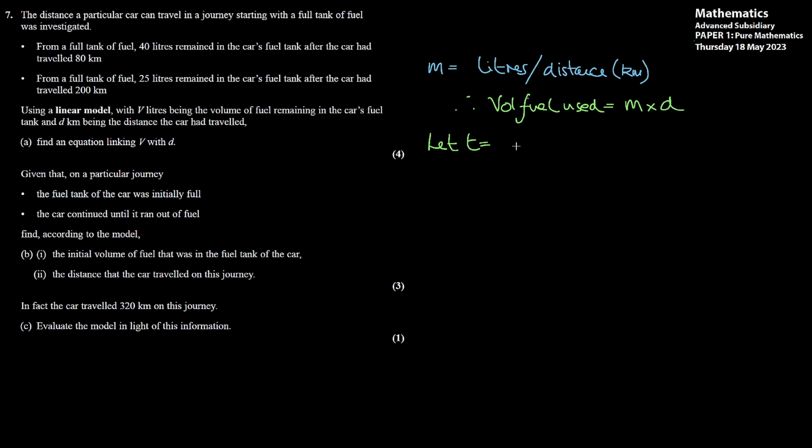Let t equal the volume of the tank. So therefore t, the volume of the tank, must be equal to the fuel used plus v, the amount of fuel left. So therefore, moving this around and making v the subject, I get the volume of fuel left must be equal to negative md plus t.